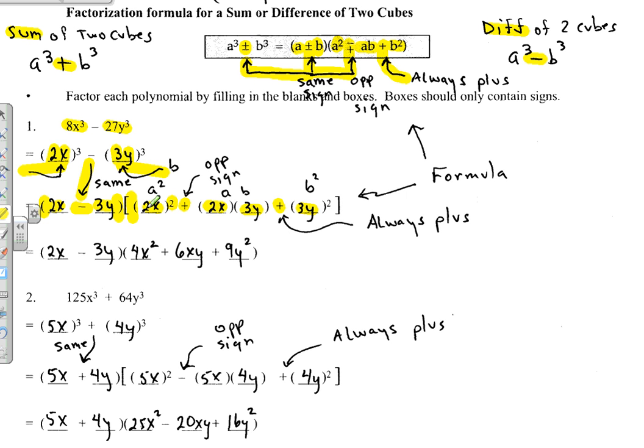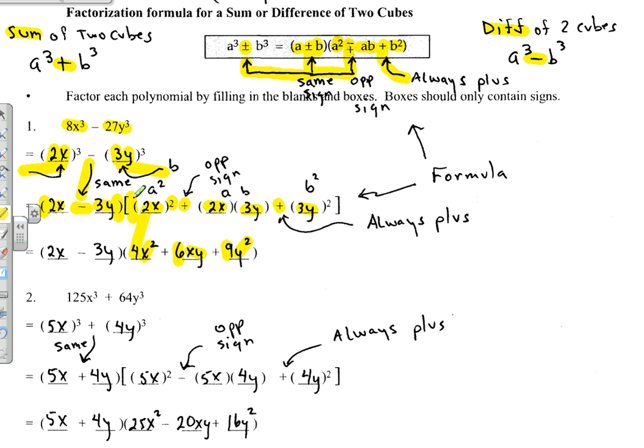Now I've got to multiply out 2x quantity squared. 2x quantity squared, 2 times 2 gives me that 4 right here. x times x gives me the x squared that's sitting right here. Now go over to the middle term. 2x times 3y. Well, 2 times 3 is 6. There's the 6 right here. And then x times y gives me the xy, the middle term. Finally, the 3y quantity squared, 3 times 3 is 9. y times y is y squared, which is sitting right there.